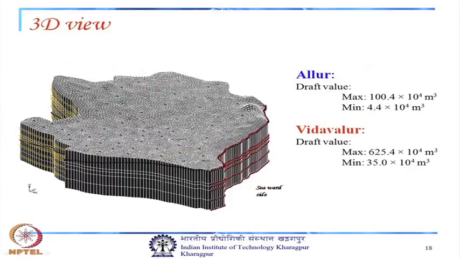So, this is a 3D view of the study area, and this is with the finite element mesh. You can see that for draft values, the maximum draft value assigned for a particular well is this much, and the minimum is this much. In the case of Vidyavalur it has been found that drafts are very high. So, you have increased the draft based on the population and other data.